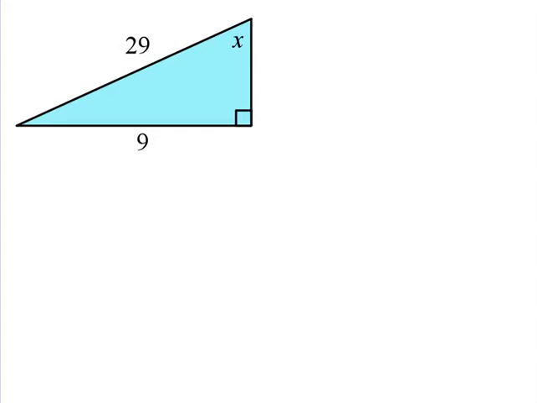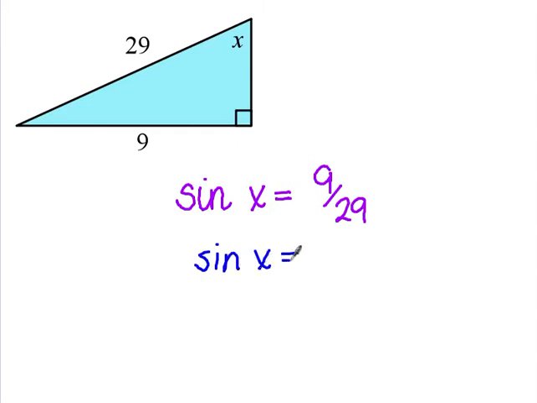So what trig function did you use? Sine, okay. So sine of x equals what first? 9 over 29, good. And then, now I've got sine of x equals what? Okay, now how do I solve that?